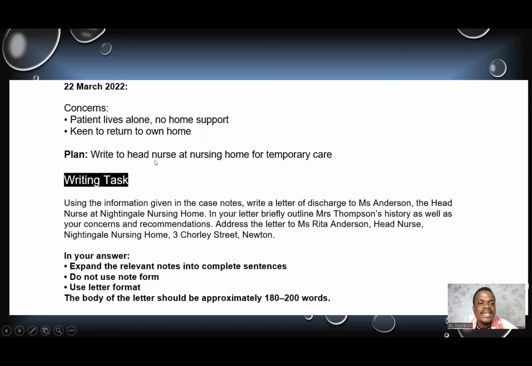Look at this plan. Write to head nurse at nursing home for temporary care. So why you are writing to this head nurse is for temporary care. So temporary care is the purpose of this letter in this regard.